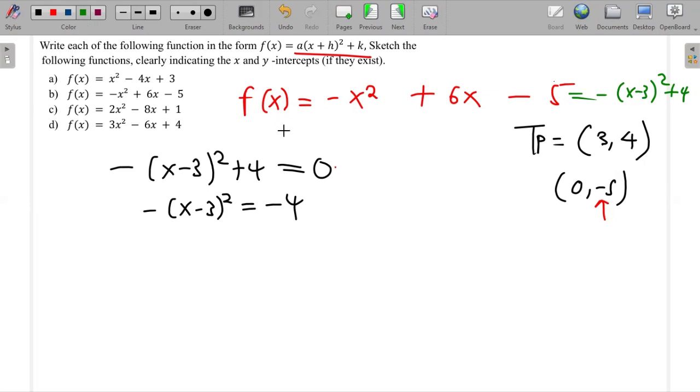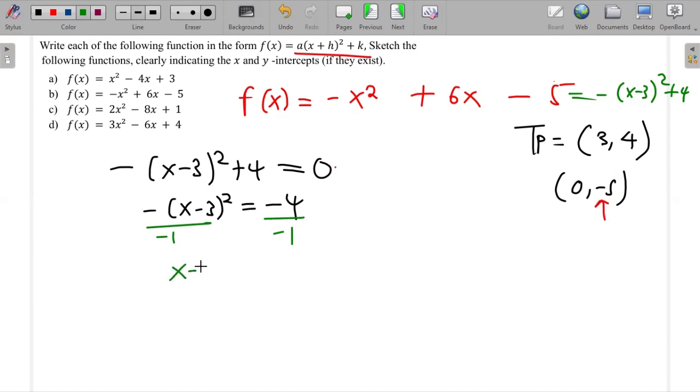Okay, thank you. And then the other thing now is we're finding the x-intercept. For the x-intercept, f(x) becomes 0. So I have this term plus 4 equals 0, and then I take this to the other side. Here now I can divide by minus 1, even here I divide by minus 1.